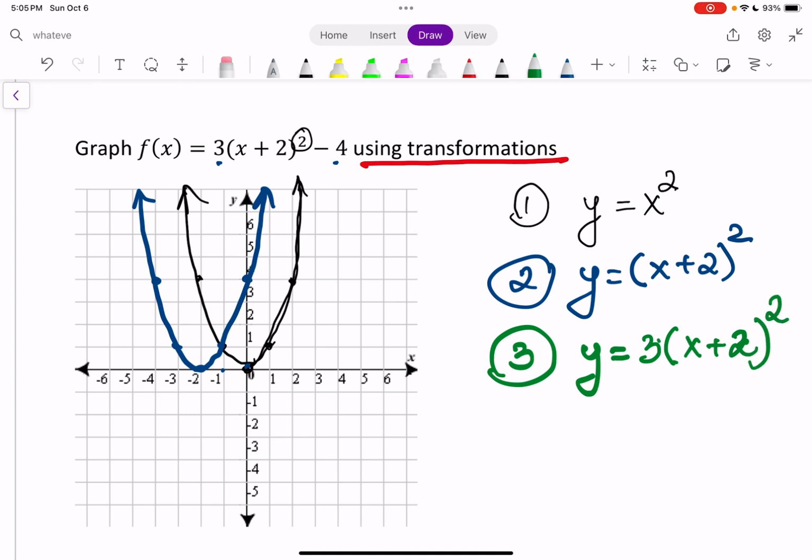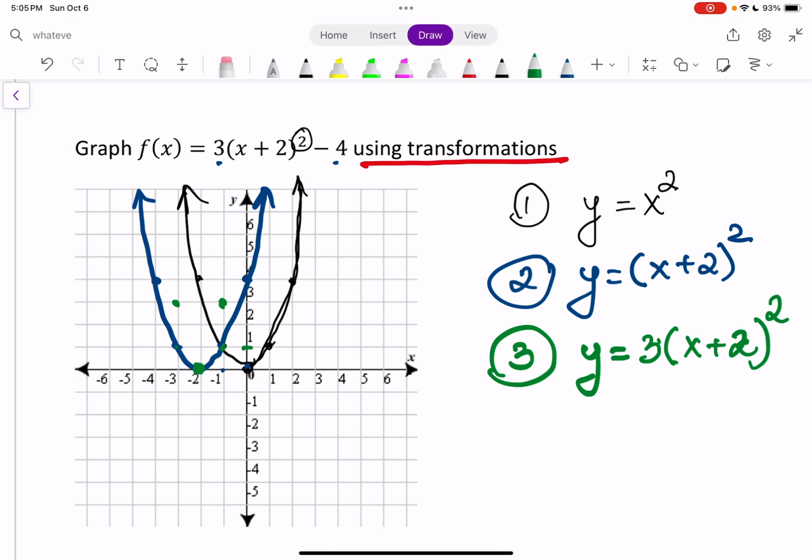Now 3 times all the y's from before means exactly that. Take all these y coordinates and multiply them by 3. So this point here has a y coordinate of 0, times 3 is still a 0. This y coordinate here is a 1. I'm going to multiply by 3, so it moves up to 3.